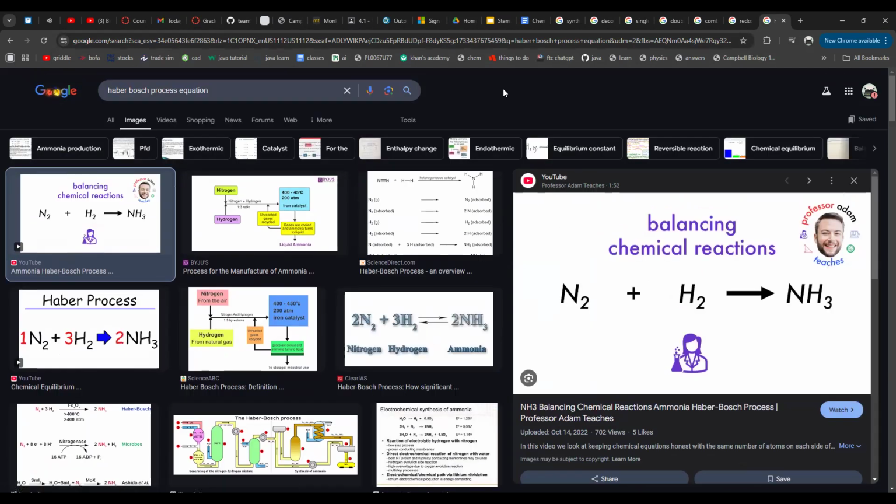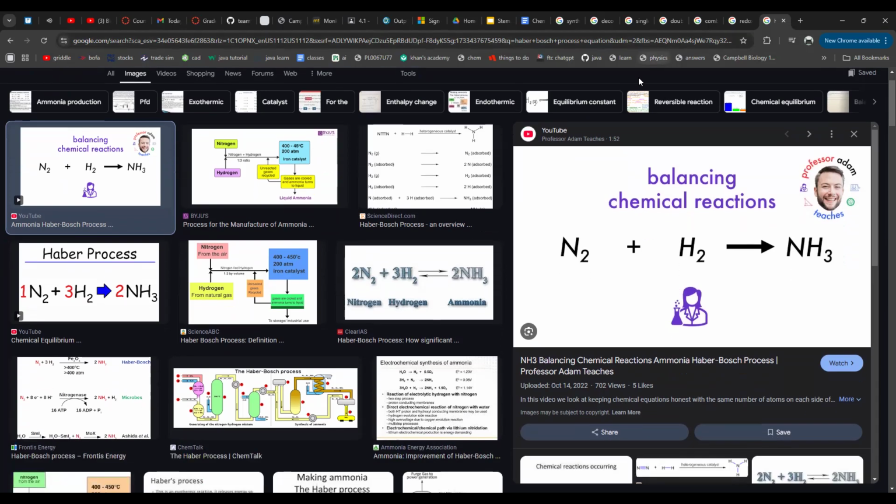So N2 plus H2 yields NH3, right? How many nitrogen atoms are on the left side? Two. How many hydrogens? Two. And there's obviously one nitrogen and three hydrogens on the right side. And that violates the law of conservation of mass, right?